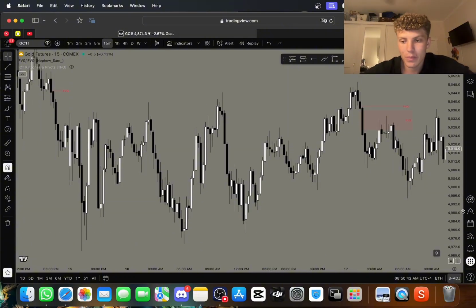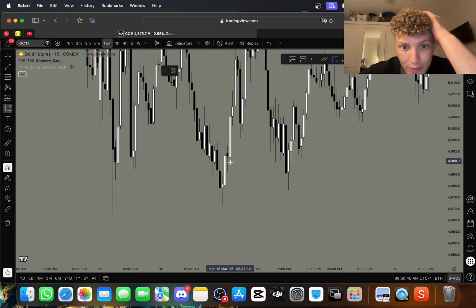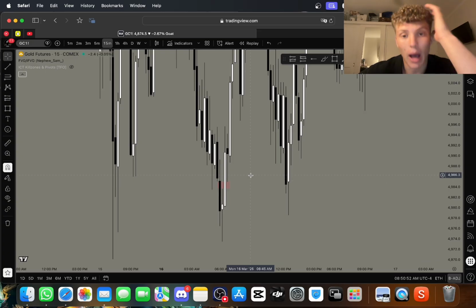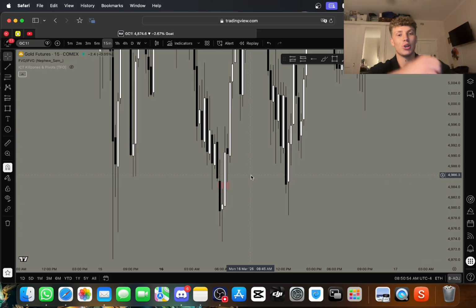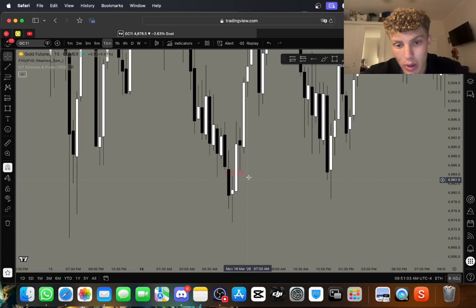Here we go. So as we can see over here, we have this fair value gap right here. Bang. We use inversion fair value gaps usually on the lower time frames for entry, but it's super easy to find inversion fair value gaps on the 15-minute. So that's why I'm just going to show you on here.